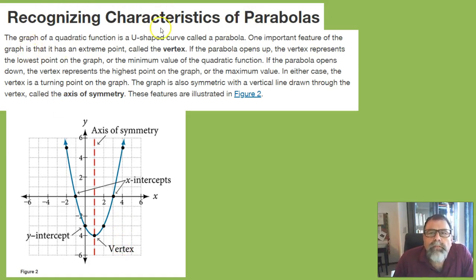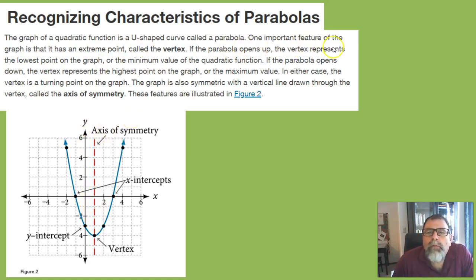Recognizing characteristics of parabolas. The graph of a quadratic function is a U-shaped curve called a parabola. As you can see in this figure, this is what we call a parabola, this U-shaped curve. That should look familiar to you. That's one of our basic toolkit functions, the square function, y equals x squared, that's been shifted to the right one, down 4. And we'll talk about that a little bit later.